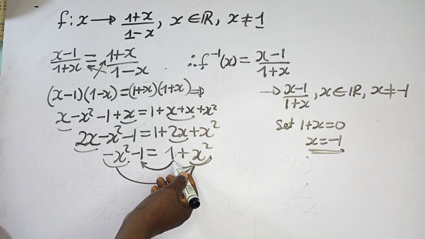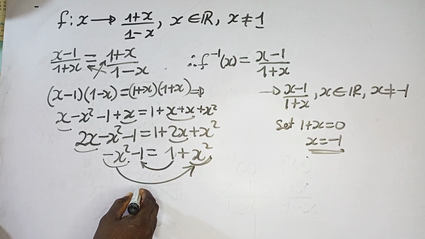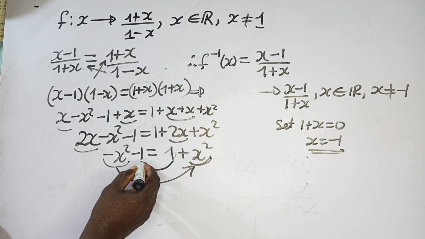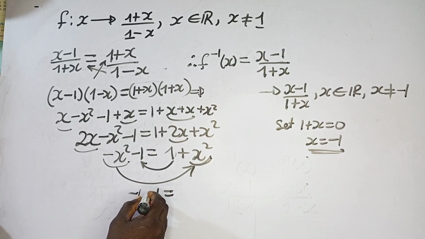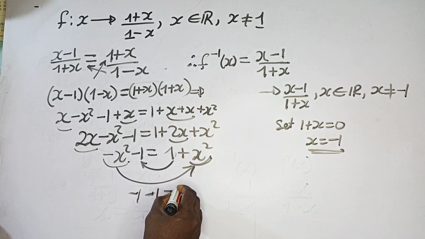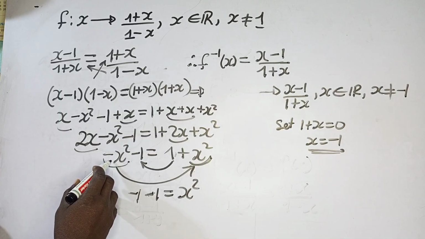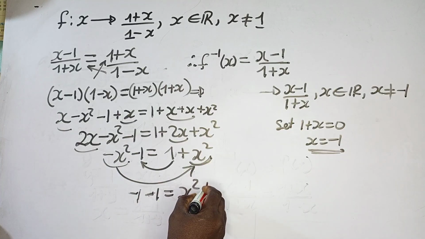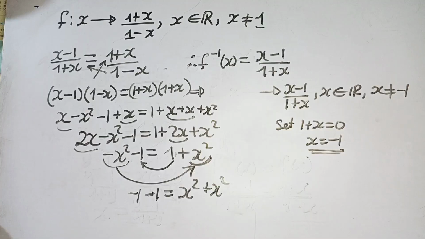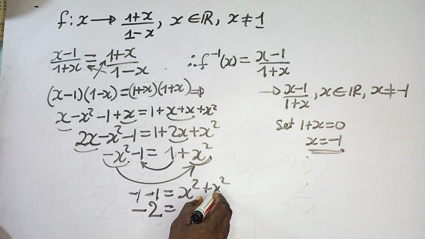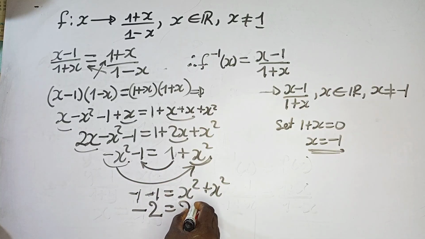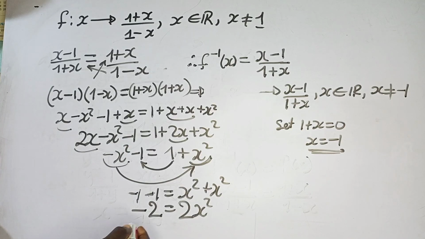All right, let's perform the procedure. Negative 1 is here. This is positive 1, coming this way becomes negative 1. This is positive x squared, there already. This is negative x squared, moving over this way, it becomes positive x squared. Negative 1 minus 1 gives us negative 2. x squared plus x squared: there is one of it here, there is one of it here, so we add 1 plus 1, it gives us 2. So there are 2x squared, since they are like terms. So we have negative 2 equals 2x squared.